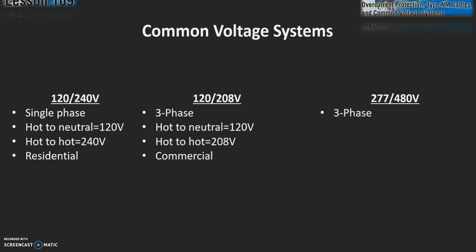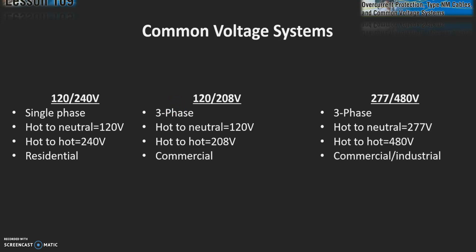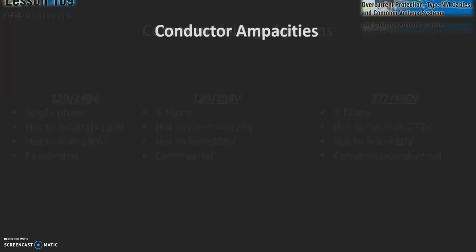And then 277/480, also very common. Three-phase once again. As you can hopefully guess by now, hot to neutral we get 277 volt, hot to hot we'll get 480 volt. And this is a lot more common in your maybe heavy commercial to industrial ends of things. So any kind of production, any factories, a pretty good chance they're going to have a 277/480. And they do actually go higher than that, but again, you'll learn more on those systems in year 2. But for sure, those are the three most common, and probably the only three we're going to need to reference for our year 1 studies here.